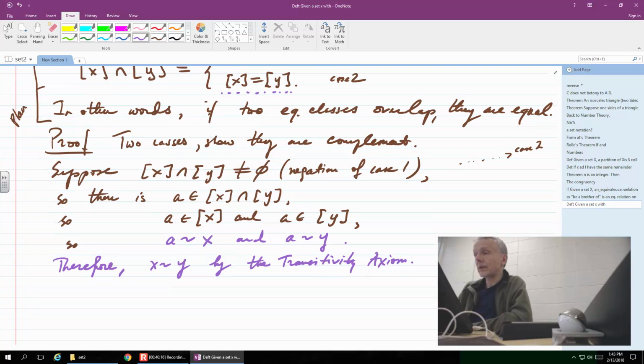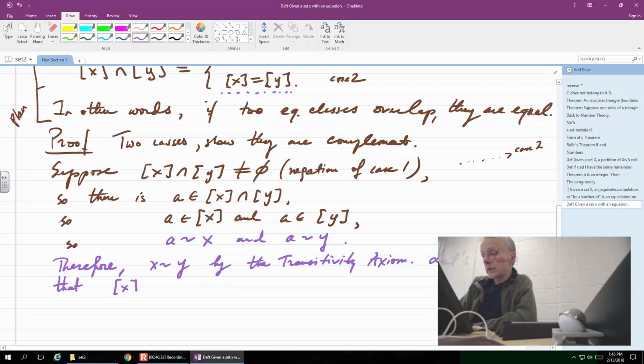So if x and y are equivalent, let's show that the sets are equal. The equivalence classes are equal. Okay, so let me write it without jumping to conclusions. So let's show now that the equivalence class of x is equal to the equivalence class of y.